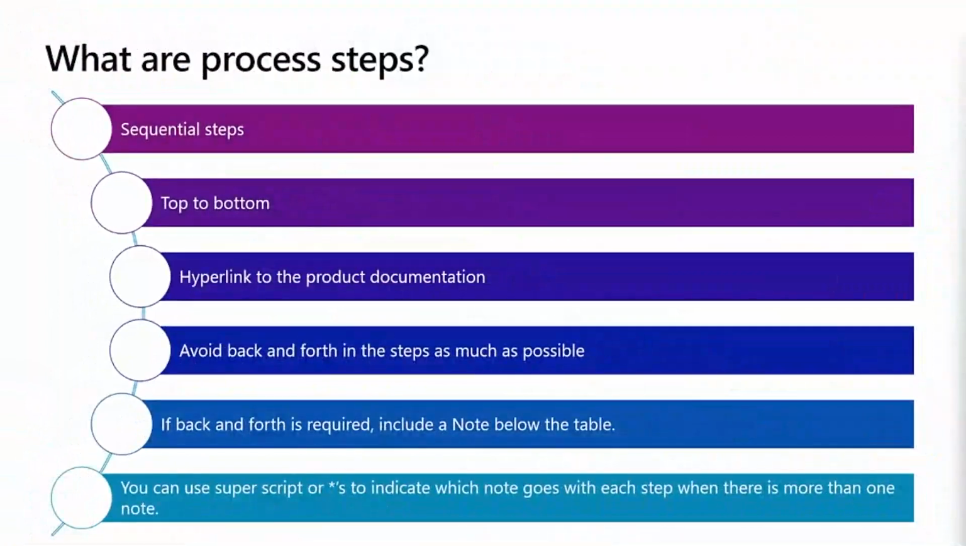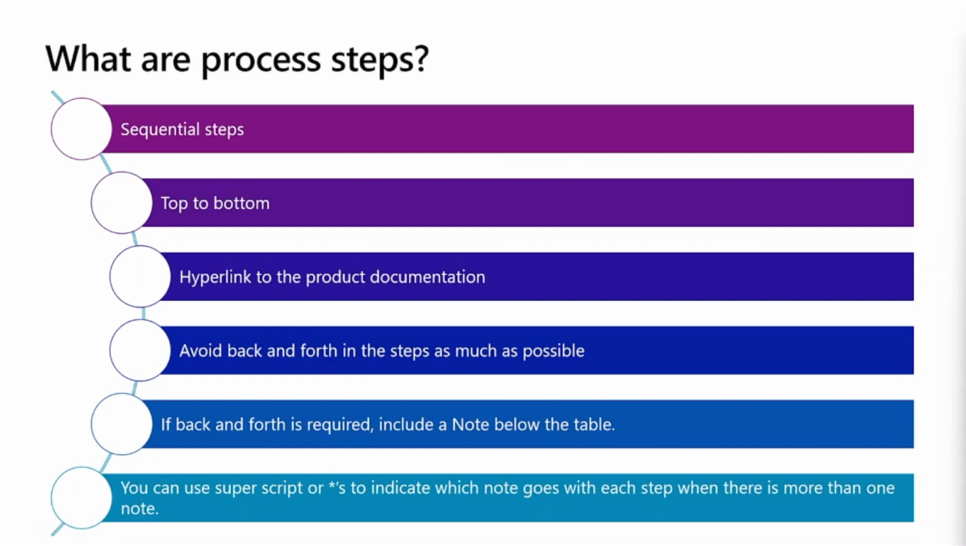The first column is the process steps. So process steps are sequential steps that a user or a consultant would need to execute in order to configure and use this particular process in Dynamics 365. We organize the sequential steps from top to bottom in the table. So the step that you should do first is first. And the very last step in your table should be the actual process, like creating the sales order or setting the customer credit limit.